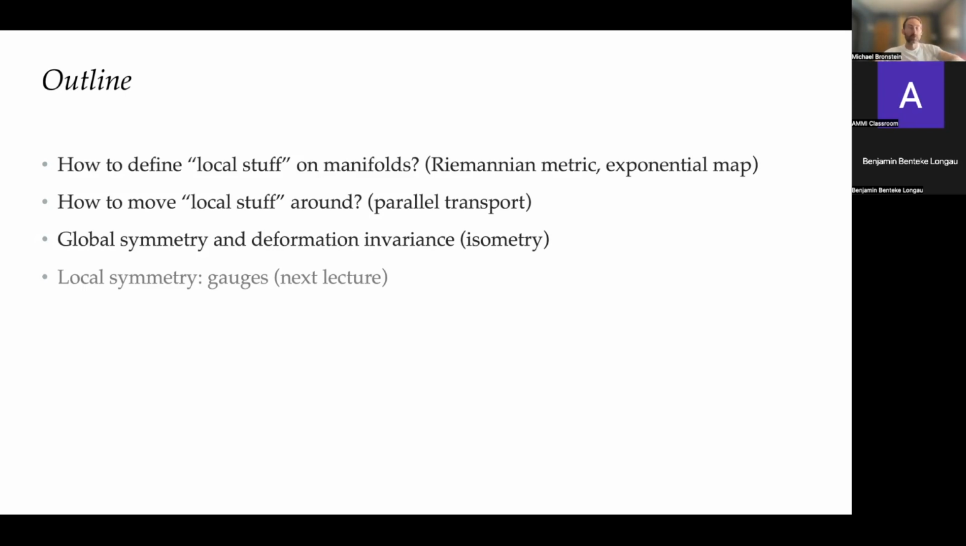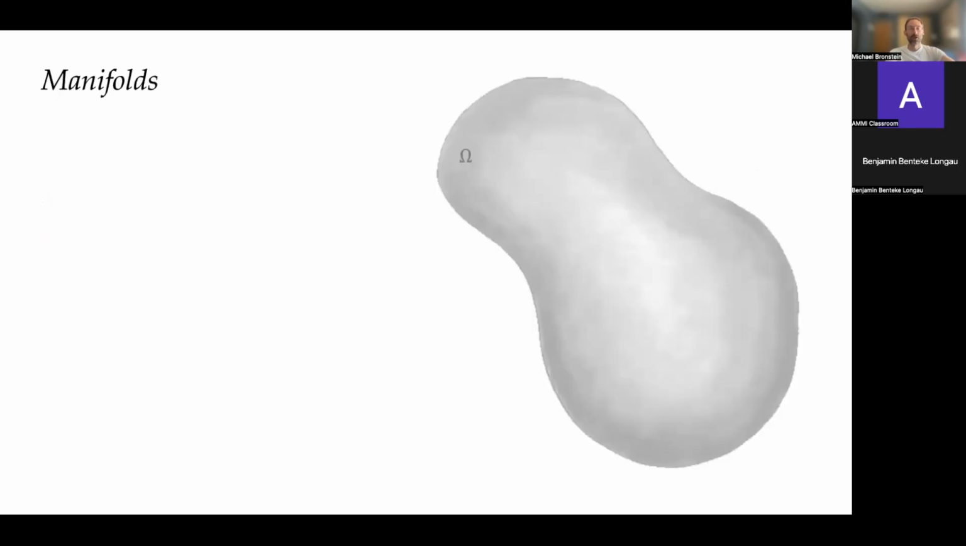So we'll need to understand parallel transport, how I move things, for example, how I move a vector on a manifold such that I preserve the angle. And then we'll talk about symmetries and invariances that are related to manifolds. And again, the local version of it will be discussed in the next lecture. So here is a crash course on manifolds.